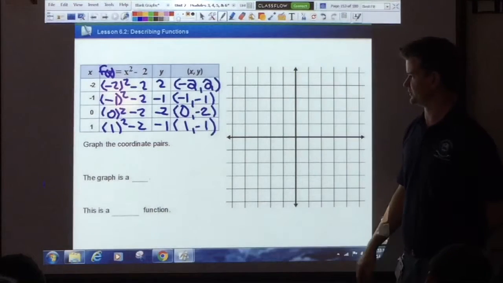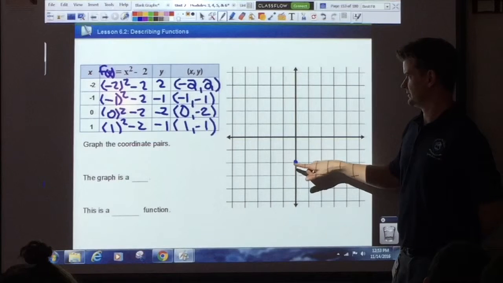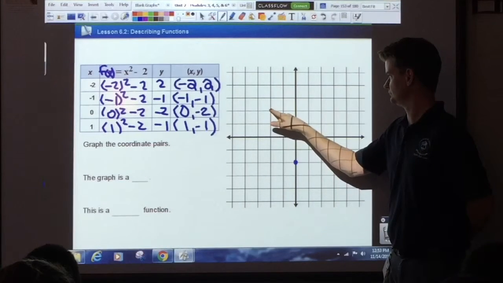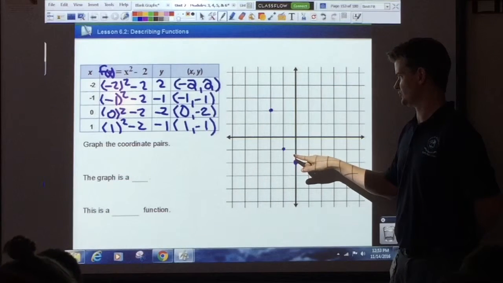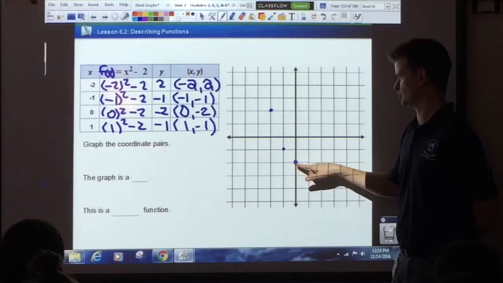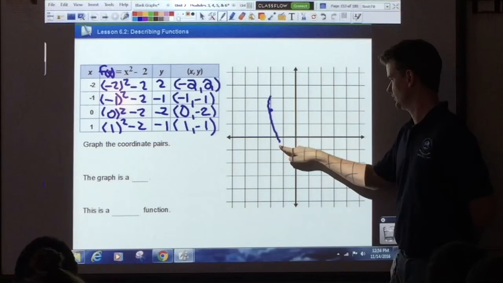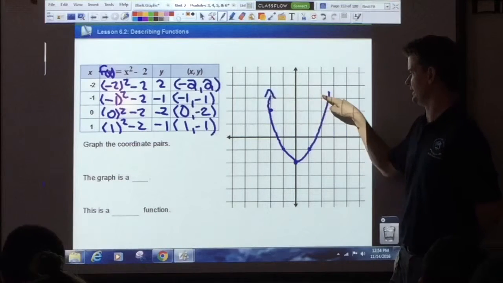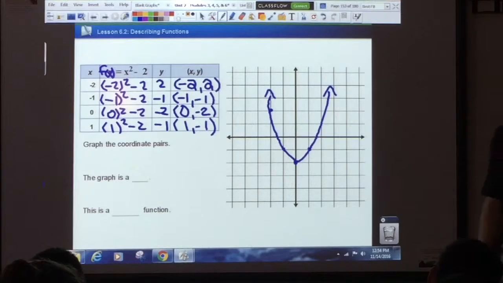So when we graph this, let's go and graph this. 0, negative 2, and let's see, negative 2, 2, negative 1, negative 1, and this is what's known as a quadratic equation. So the graph of this is going to look like a parabola, which means it's going to go down and it's going to come back up like that. And then the question is here, is this a linear equation, yes or no?